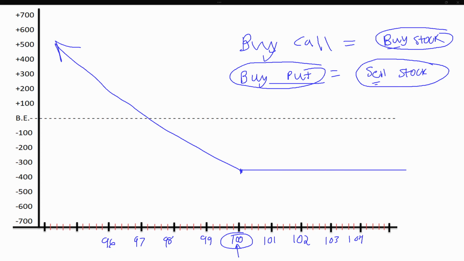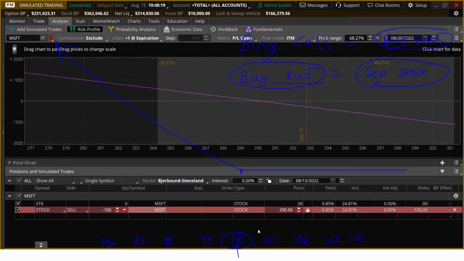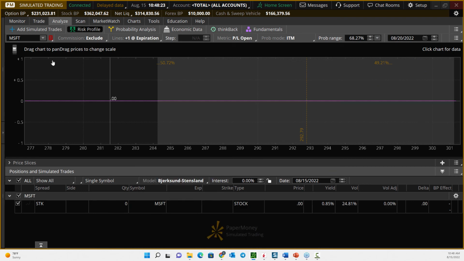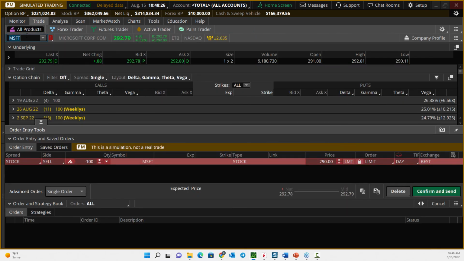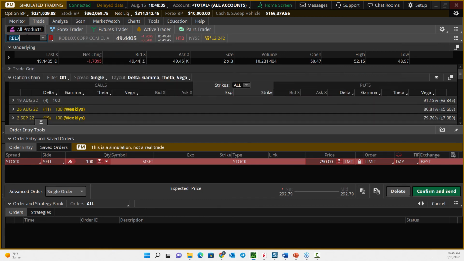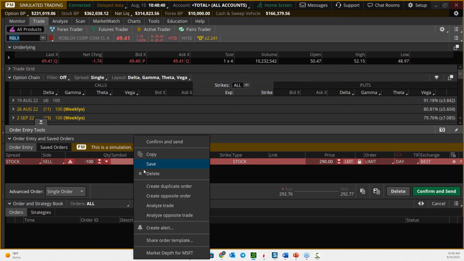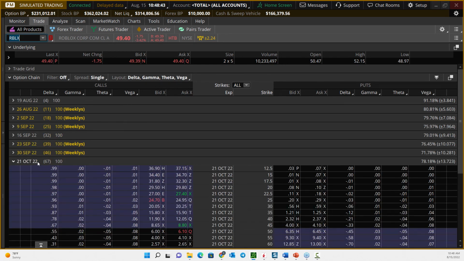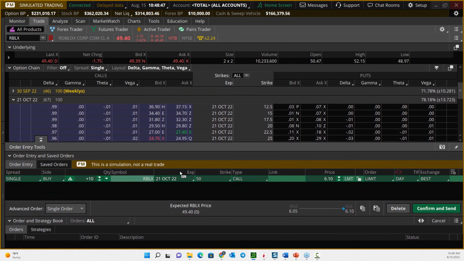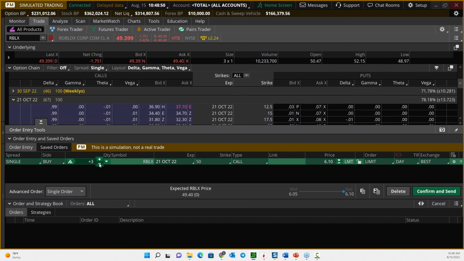So let's look at this in our platform, okay? Let's nuke Microsoft and go to a new stock. Let's pick a lower price stock. Let's just say we were going to buy an option on, I don't know, Roblox or something. Okay, so Roblox is trading at about $50 per share. And hypothetically we were going to buy in October, whatever, a 50 strike call. Okay, let's just build one.